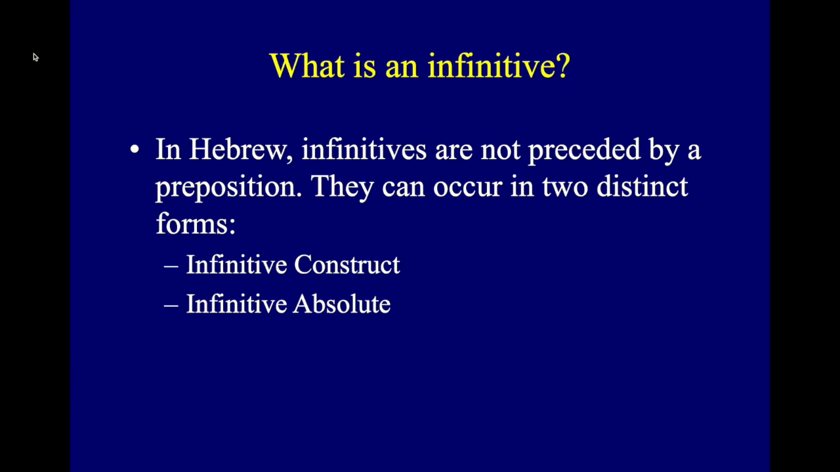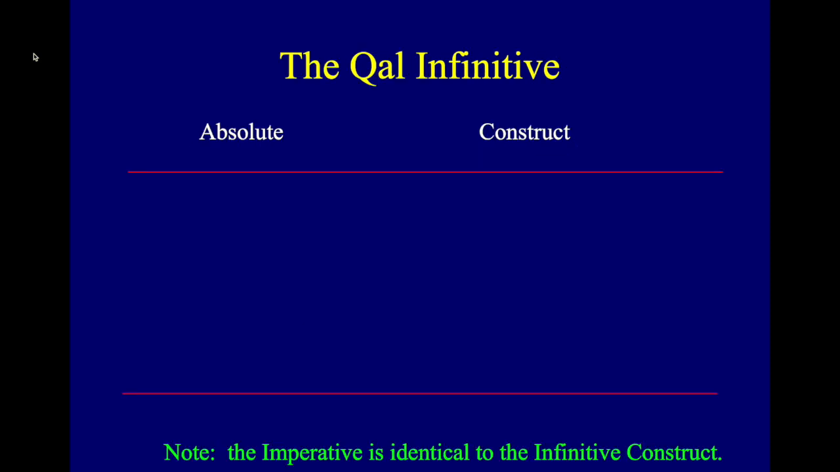So what is an infinitive? Okay, in Hebrew, infinitives are not preceded by a preposition, like I said, so to run, to go. They don't do that in Hebrew. And we're going to learn these two distinct forms, the construct and the absolute. So here they are. Here's both of these forms, the absolute and the construct.